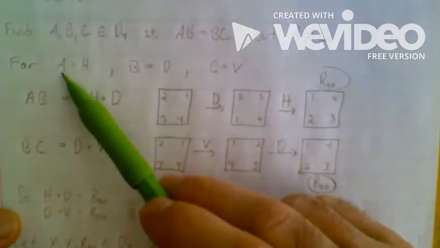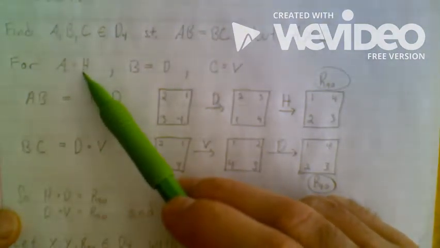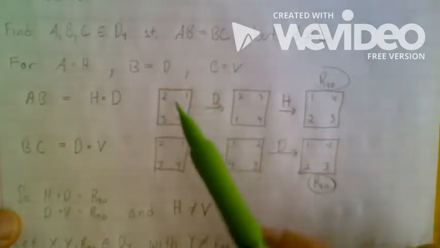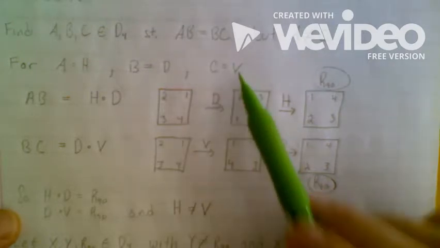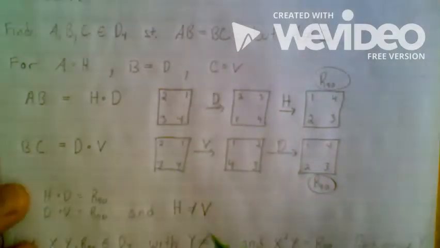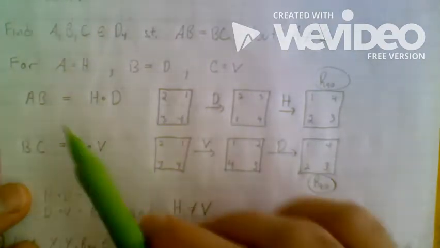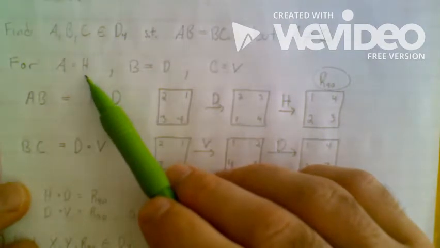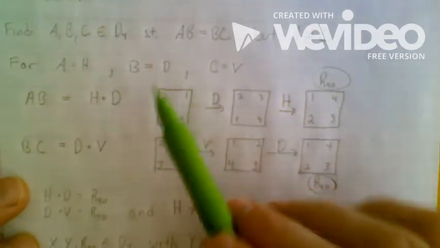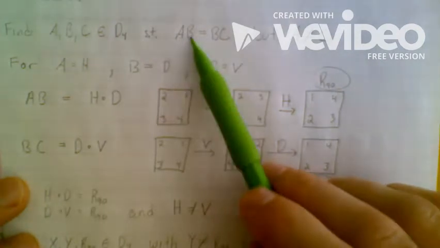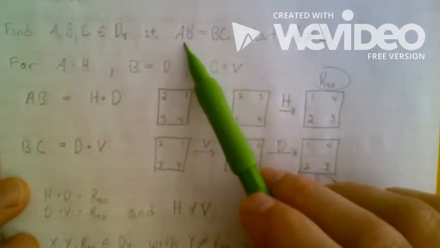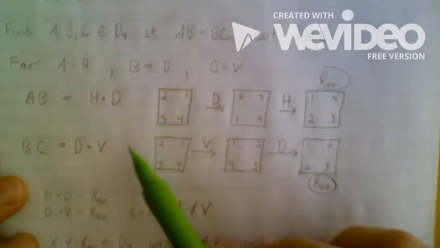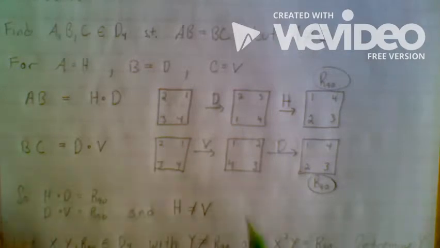So if we set A equal to H, a horizontal reflection, B equal to D, which is a diagonal reflection, and C equal to V, we're going to recognize that this is going to satisfy what we're looking for. And I think it's a little bit intuitive that we want to use only reflections as our transformations here, because when we apply two reflections, the original orientation is going to be preserved there. So that's kind of part of how we're able to figure this out.